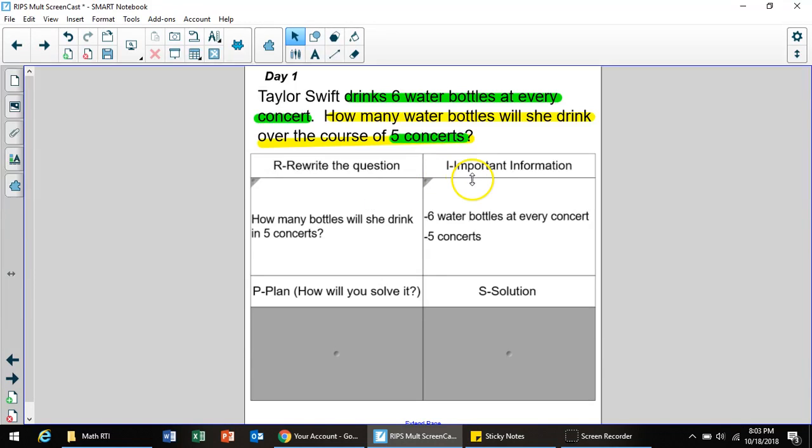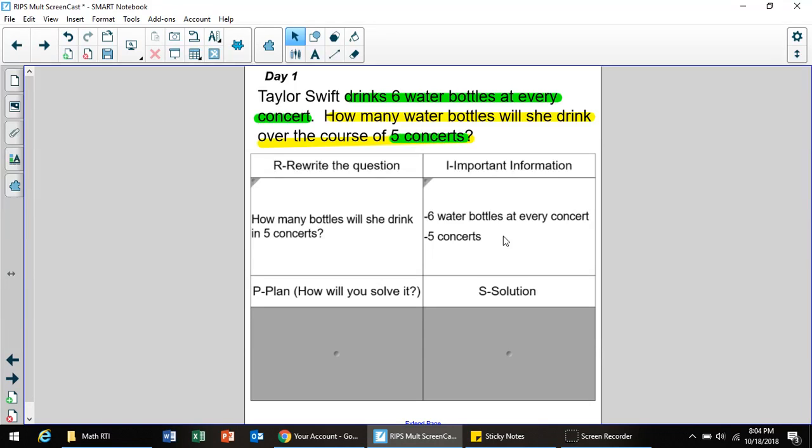So let's think about this. 6 water bottles at every concert. I noticed that's almost the same thing as 6 water bottles at each concert, and I know each concert would represent equal groups, and there's 5 concerts, so it seems like we have 5 groups of 6. All right. So what would I do with that to answer this question? How many bottles will she drink in 5 concerts? Well, if I'm dealing with equal groups, 5 concerts represent 5 groups because at every concert there's a group of 6 water bottles. Get it?